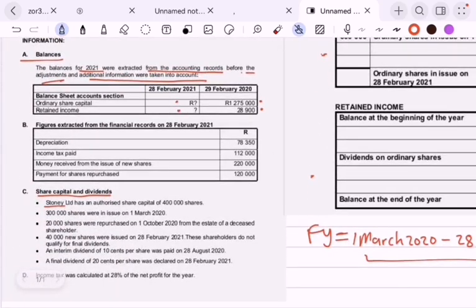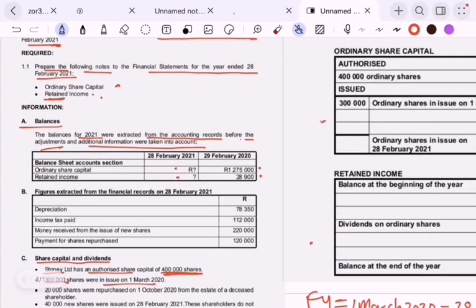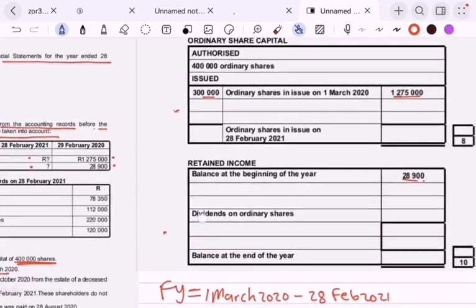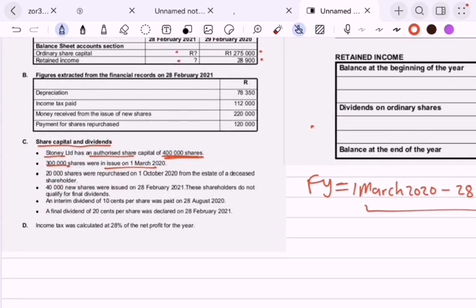They said Stony Ltd has an authorized share capital of 400,000 shares. This is how many shares they are willing to offer. It's not necessarily what they offered at the beginning. It's what they are willing to offer. So now let us see what's happening. Let's go to the second bullet. 300,000 shares were issued on 1st March 2020. And that is the beginning shares. They've already recorded that for us. So that is complete.